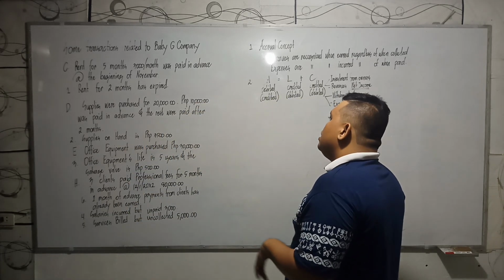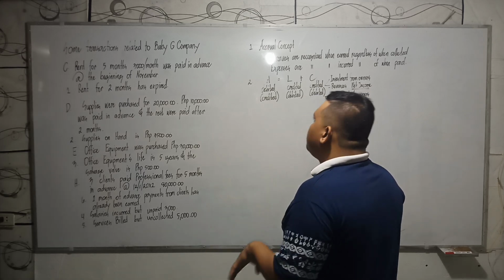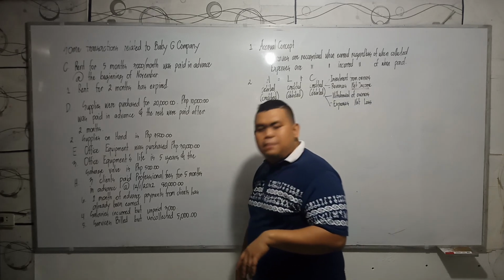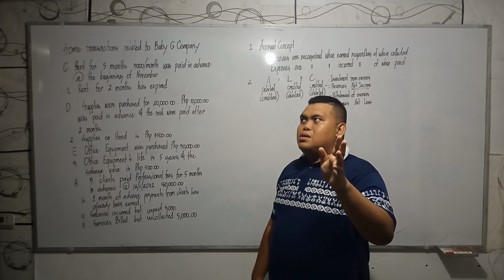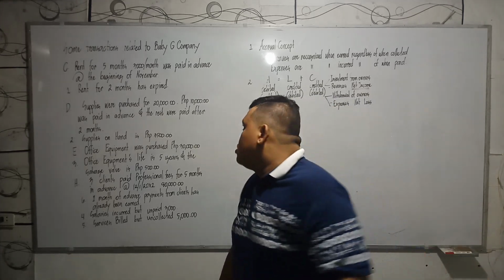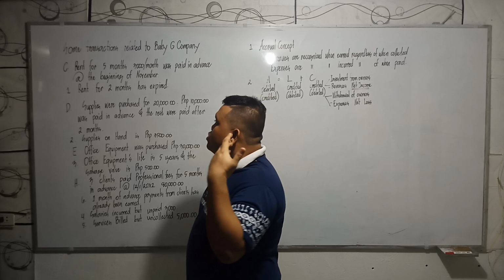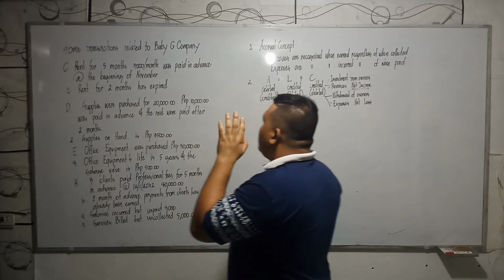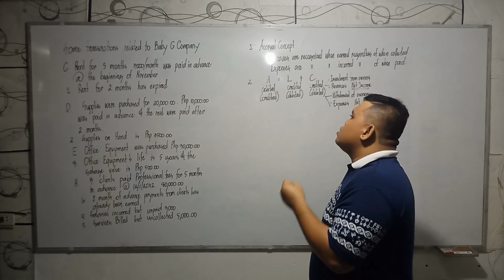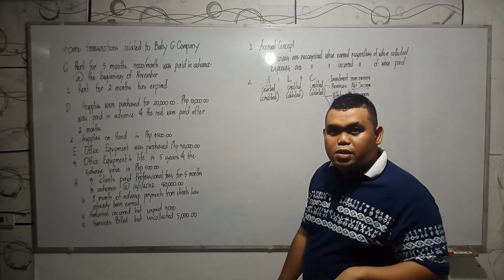So, letter C is that there is a rent payment for 5 months, 3,000 per month. It was paid in advance at the beginning of November. And if you can remember, the BBG company is following the year end at December 31. So meaning at the beginning of November, there are 2 months until December 31. Right? So at letter C, again, there is an advance rent of 3,000 per month for 5 months that was paid by the company. Okay?